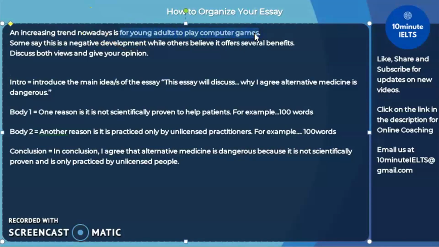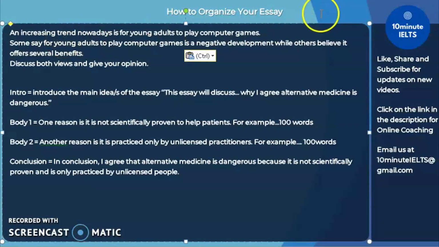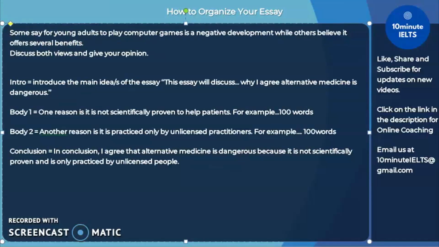So let's copy paste that. Instead of this, let's use that sentence. Take this out here. And then, for young adults to play computer games is a negative development. So that should be our idea 1.